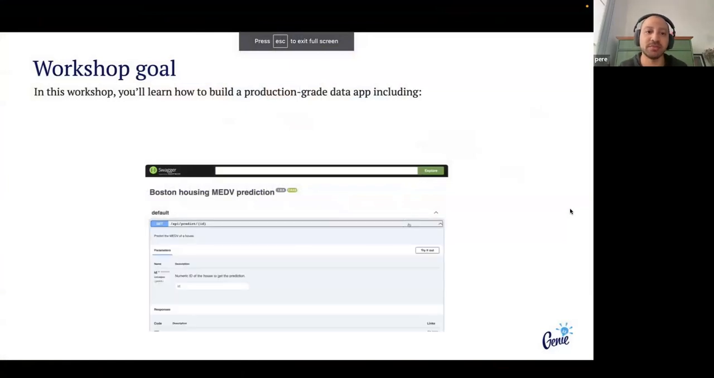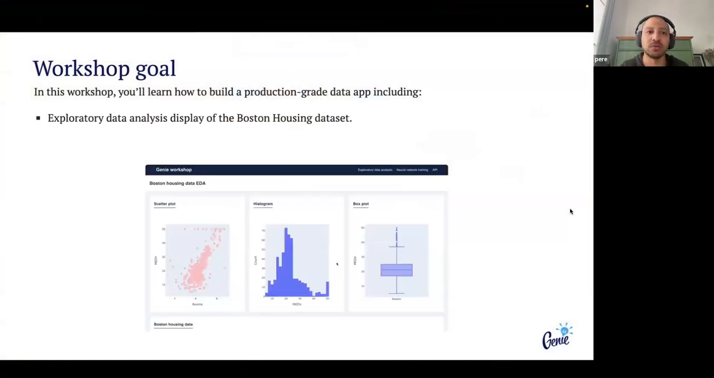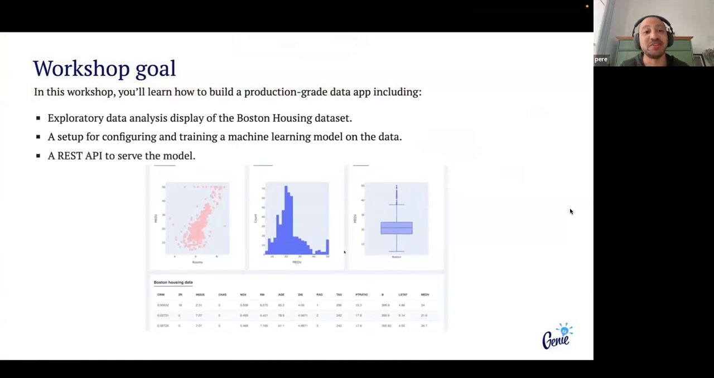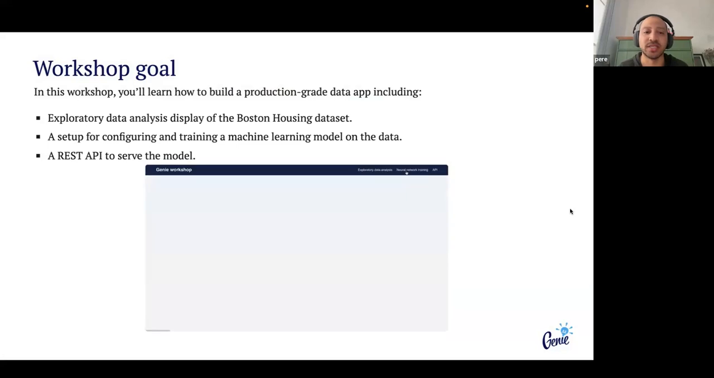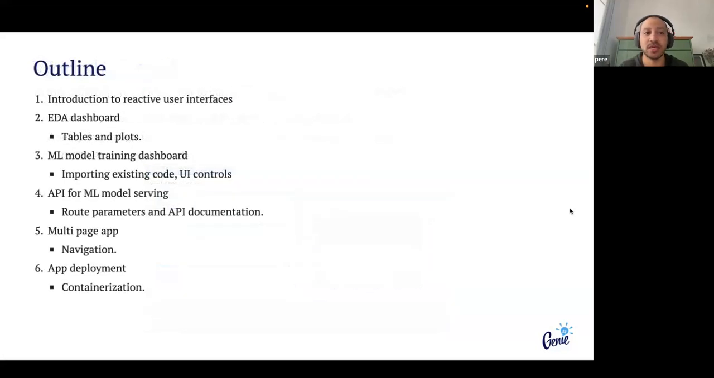So as I said, I will be showing how to build the first page of this multi-page app for exploratory data analysis of the Boston housing dataset. In this talk, we will first introduce how reactive applications are implemented in Genie, and then show how this first page is built. And then at the end, I will show how to deploy it on Google Cloud Platform.